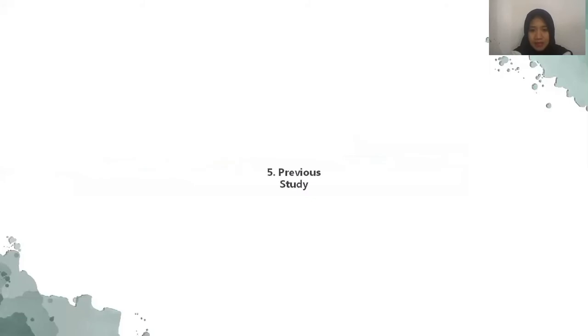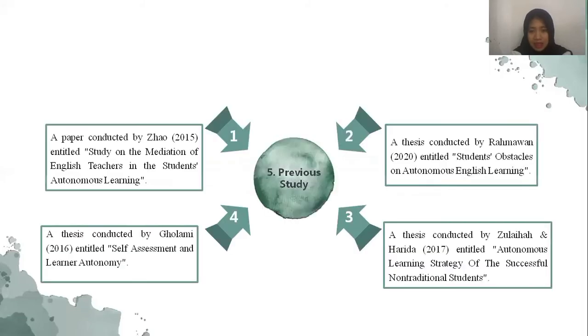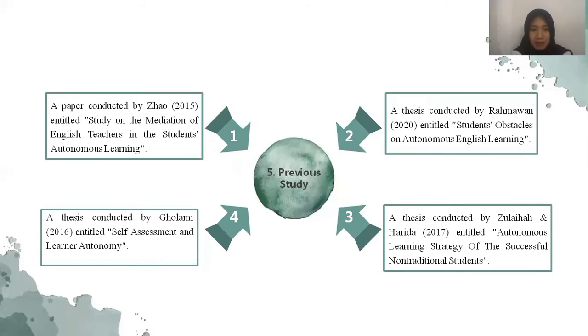The last in the literature review is the review study. In the study, I have some reviewed studies. First, a paper conducted by Zhao 2015 entitled Study on the Meditation of English Teachers in the Students' Autonomous Learning. And then a thesis conducted by Rahmawan 2020 entitled Student Obstacle on Autonomous English Learning. And after that, a thesis conducted by Zulaiha and Harida 2017 entitled Autonomous Learning Strategy of the Successful Non-Traditional Students. And the last, a thesis conducted by Golami 2016, entitled Self-Assessment and Learner Autonomy.